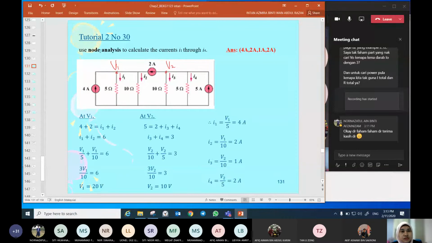Use nodal analysis to calculate current I1 through I4. So you have to find I1, I2, I3, and I4.